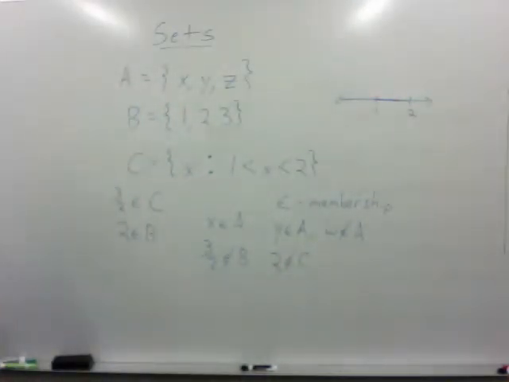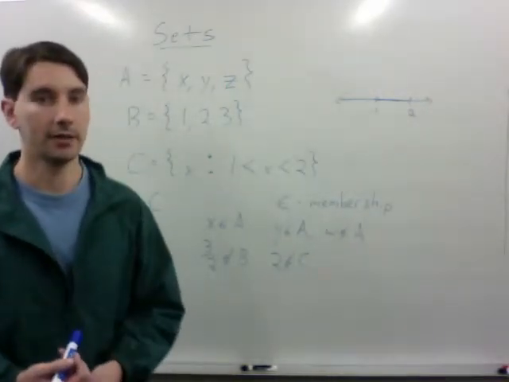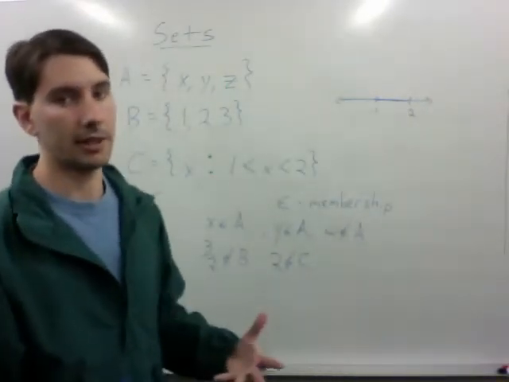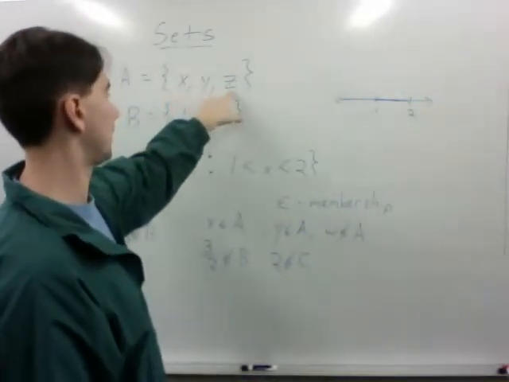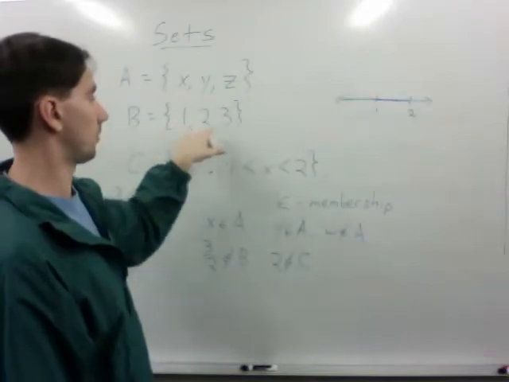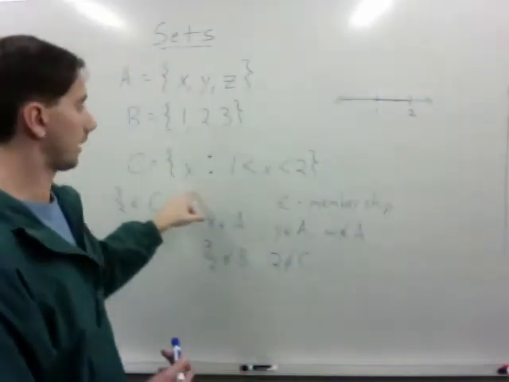So those are the two basic ways we represent sets. I'll remind you that sets don't actually have a definition, so we're not going to try to define them. We just think of them as collections of things. A is the collection of the symbols X, Y, Z. B is the collection of numbers 1, 2, 3. C is this piece of the real line, which we represent as all X between 1 and 2.